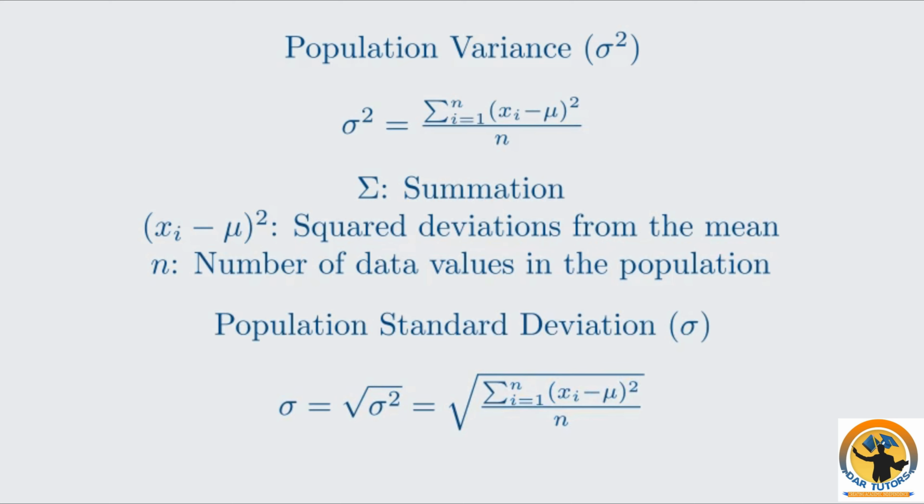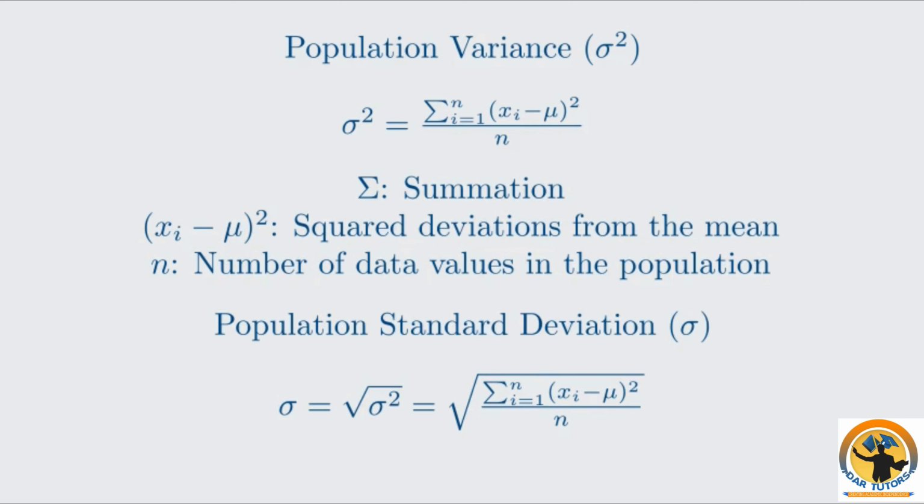The standard deviation is preferred as a measure of spread because its units are the same as the original data. If our data is in kilograms, the variance is in kilograms squared, which isn't very intuitive. The standard deviation, sigma, is also in kilograms, making it easier to interpret.